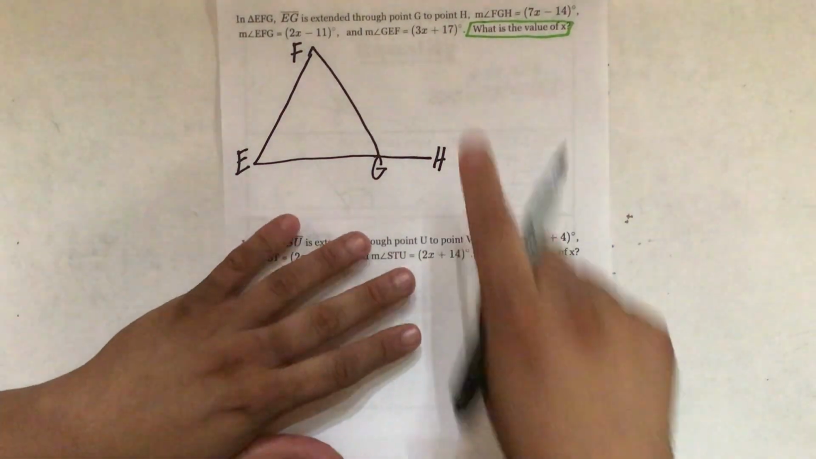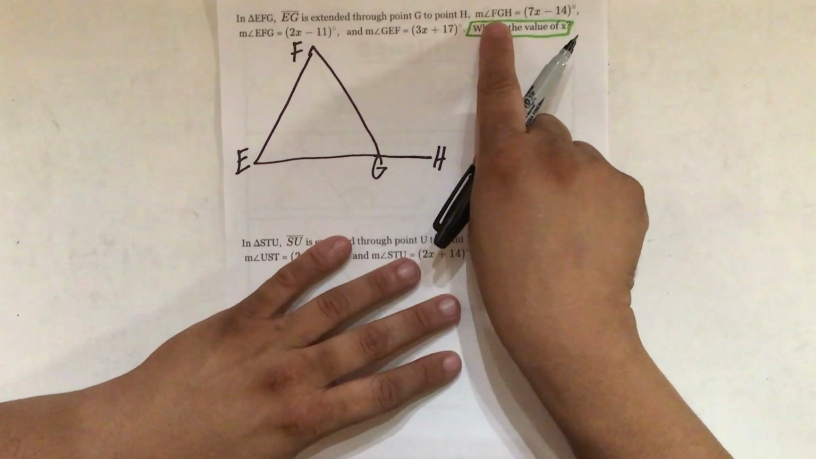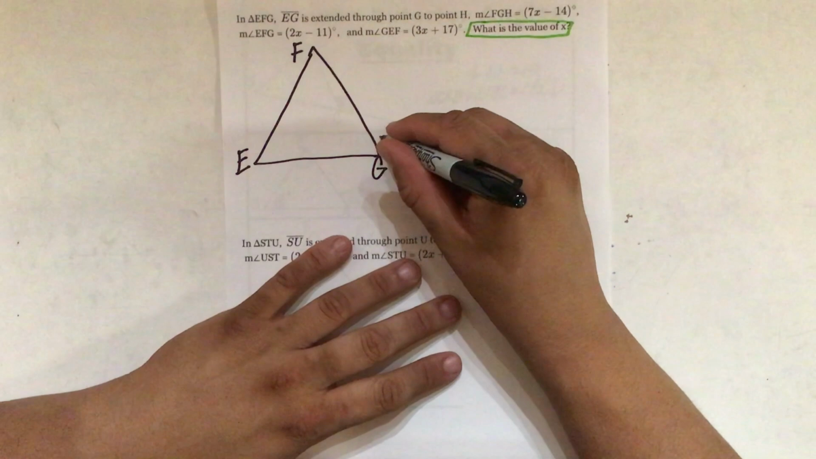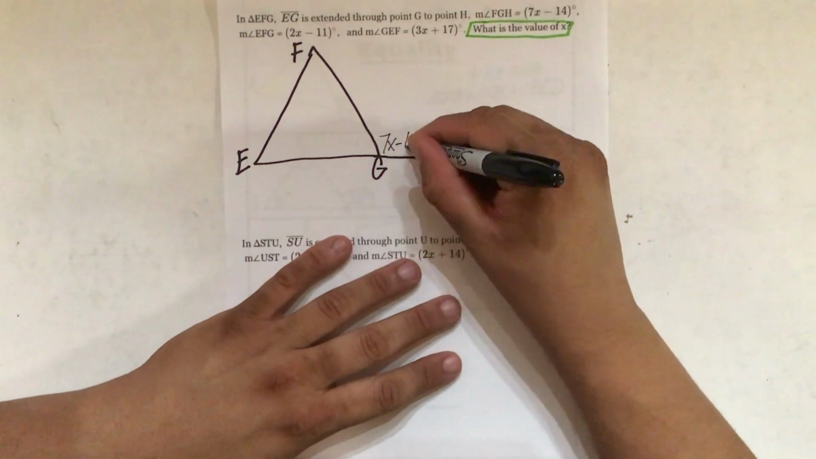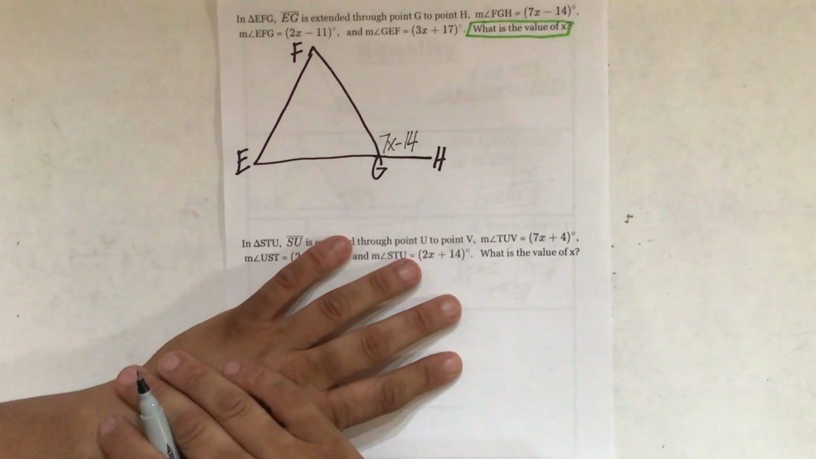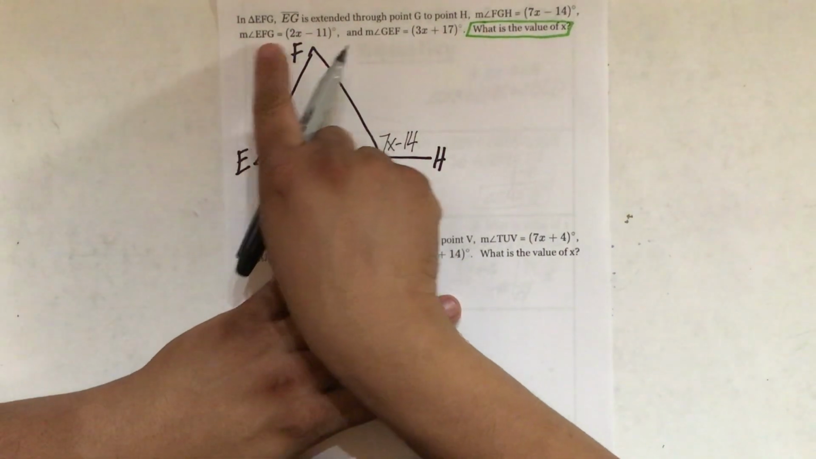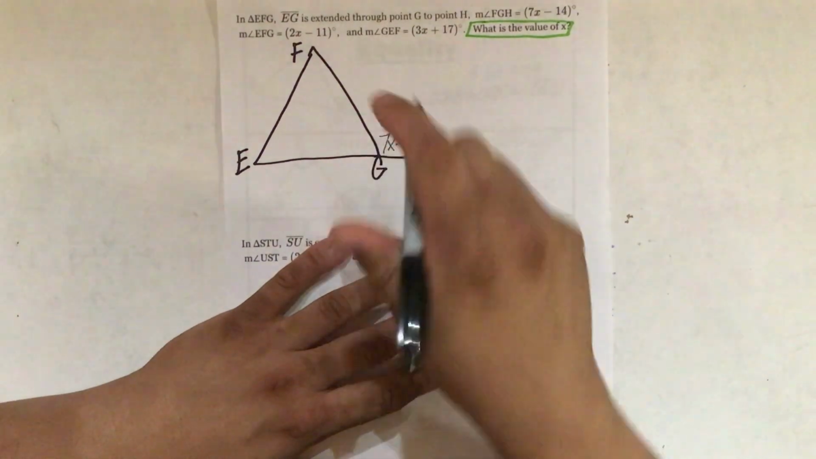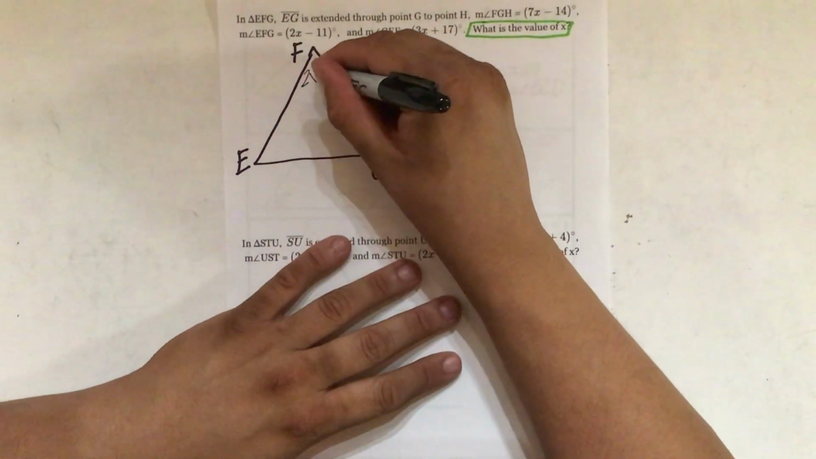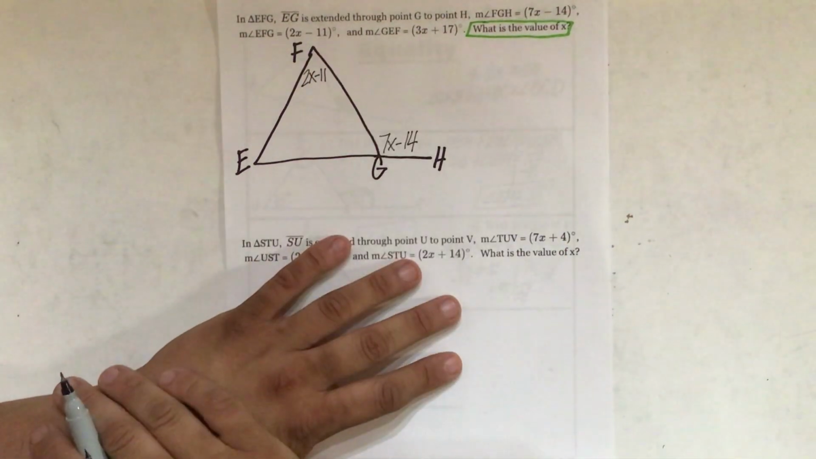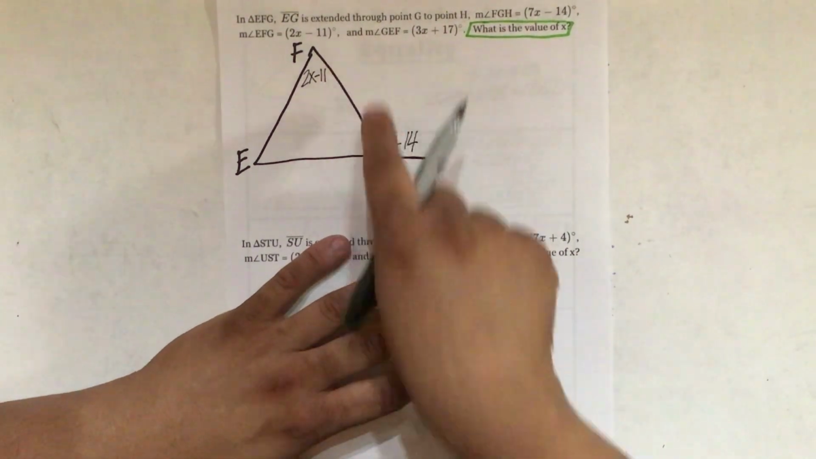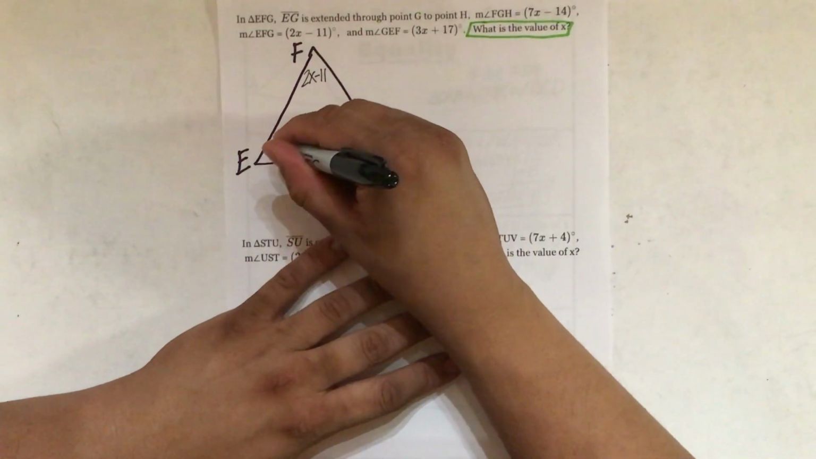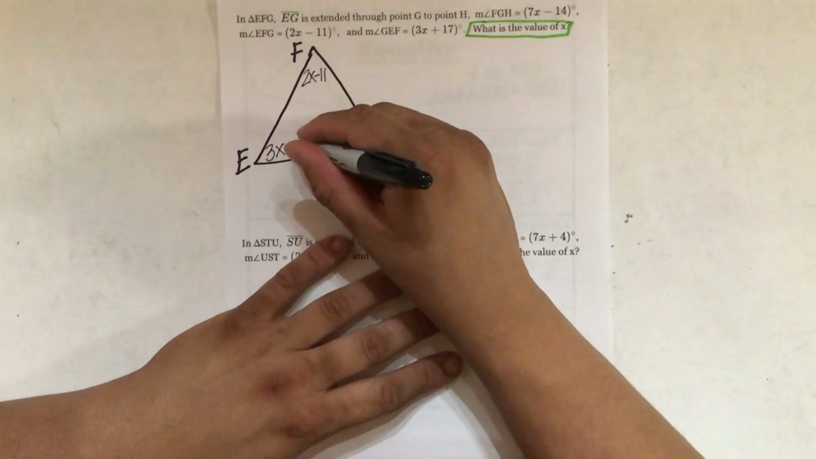So let's take a look at how much each angle is. So first it says angle FGH, this outside one, is 7x minus 14. Angle EFG, the middle one, is 2x minus 11. And finally, angle GEF is 3x plus 17.